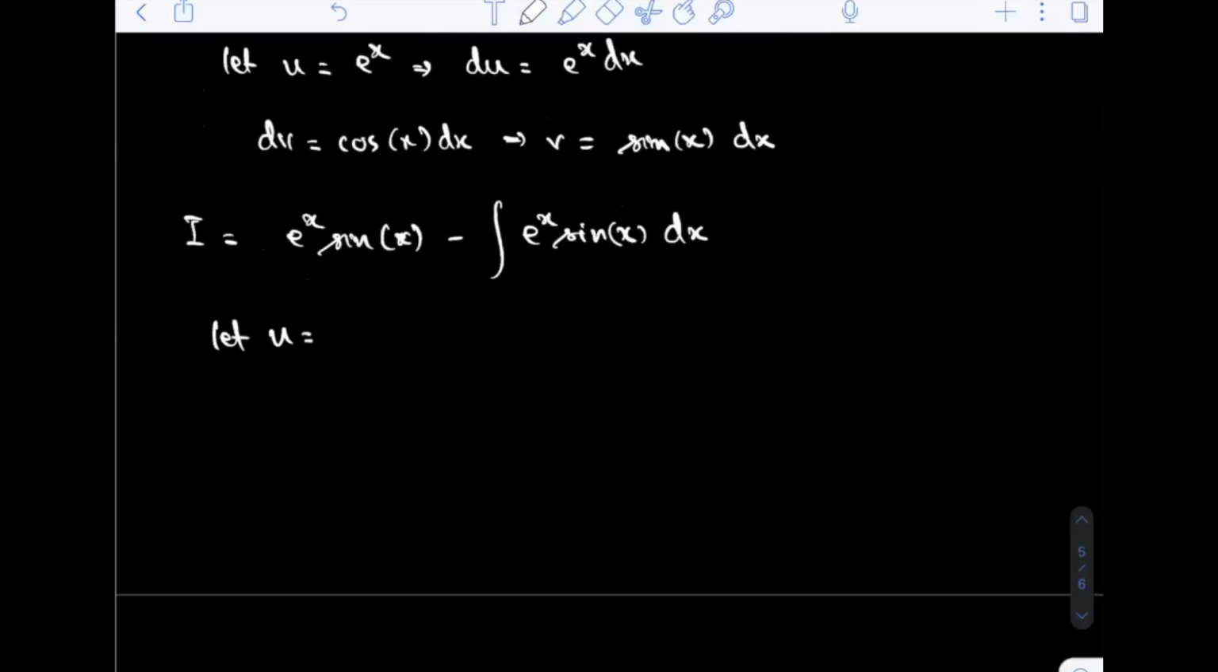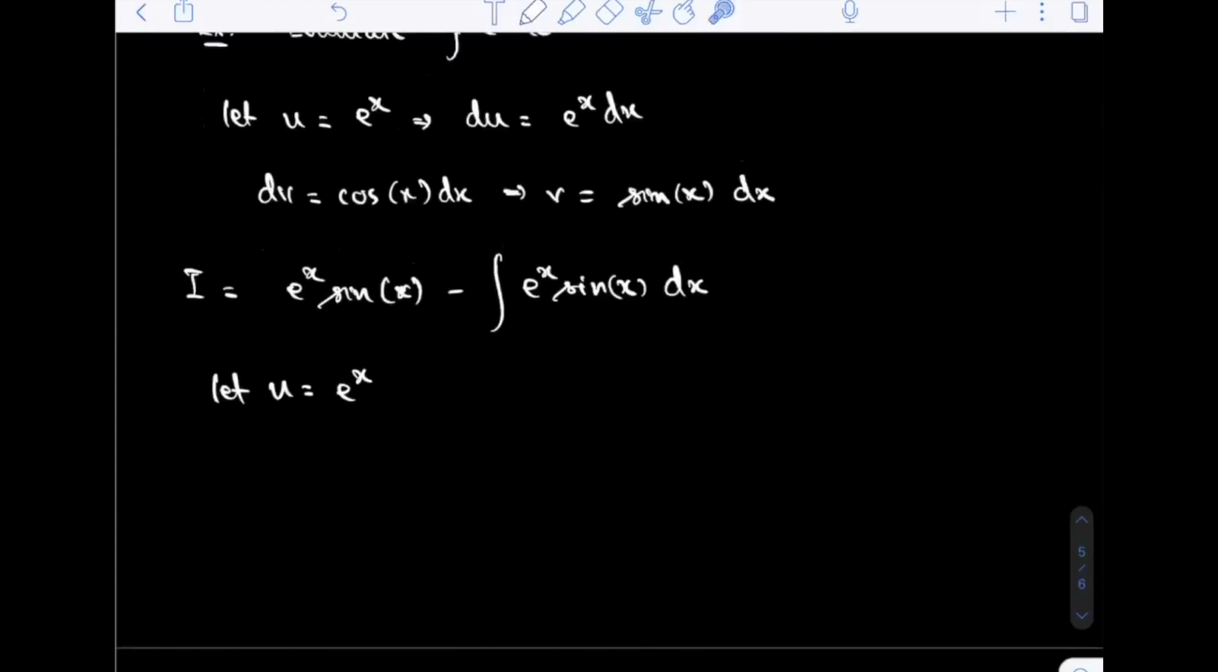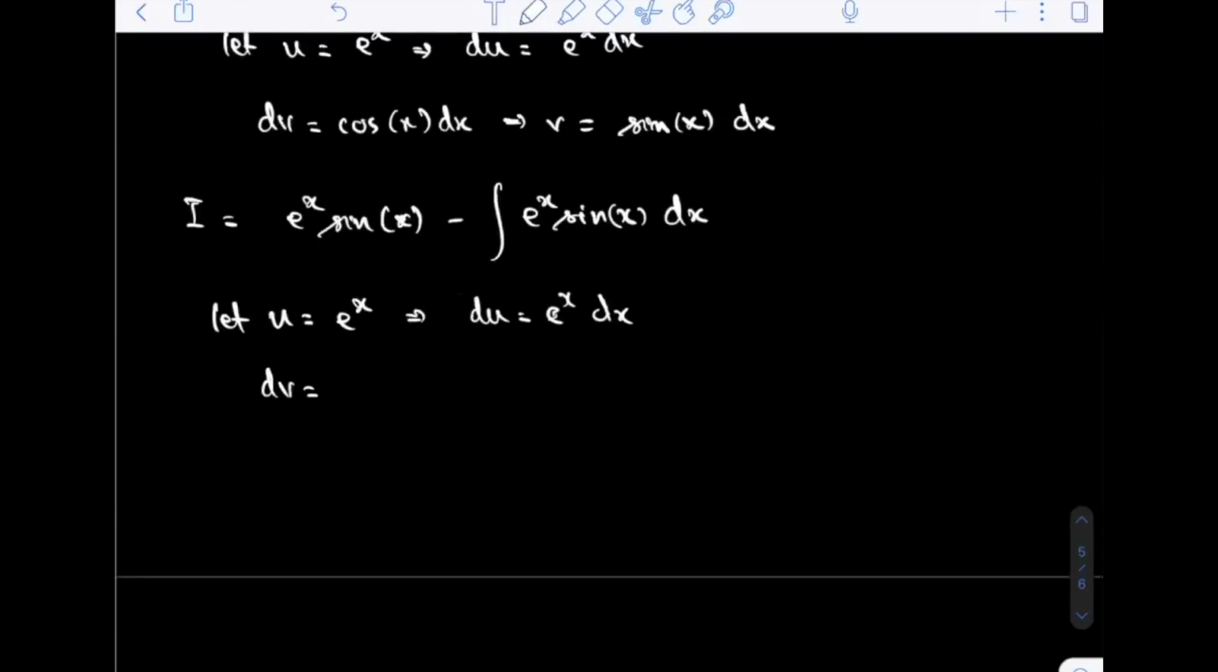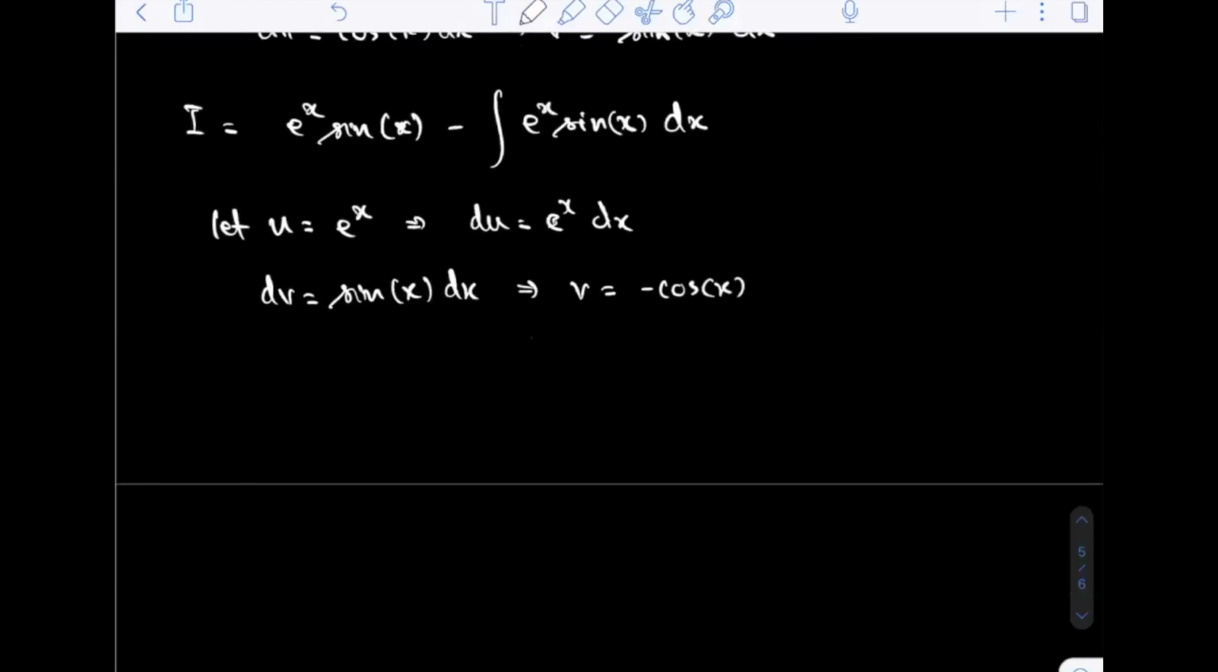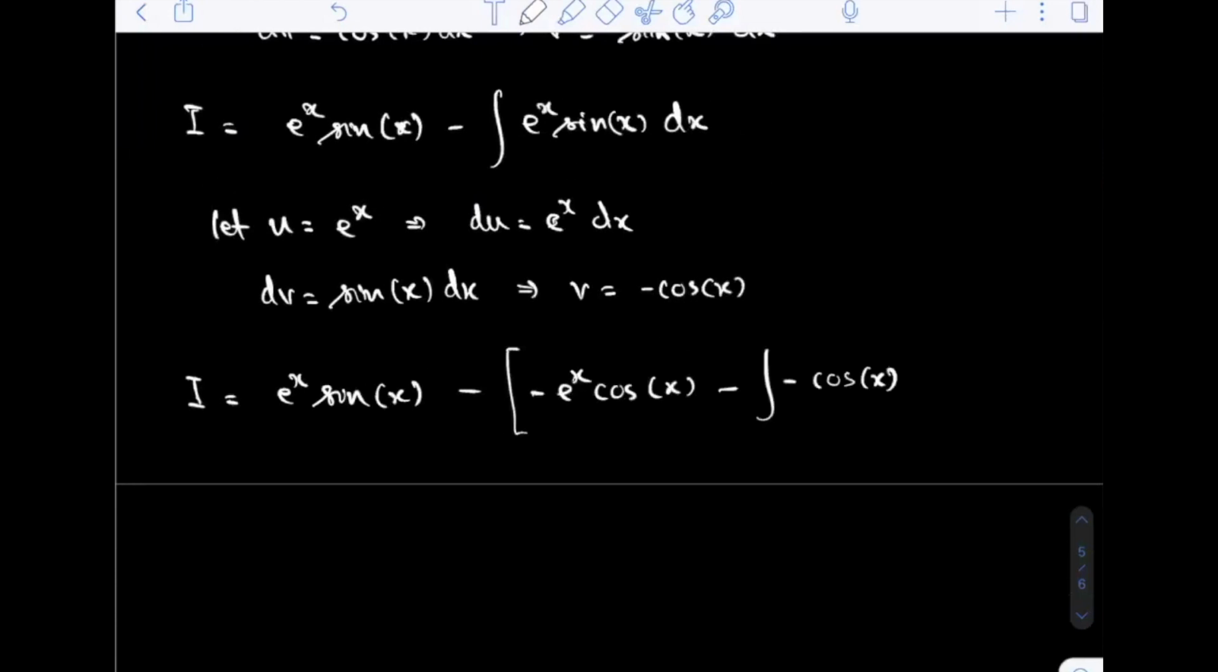So you let u equal to e to the x. You notice that at first I let u equal to e to the x, and now I still let u equal to e to the x, and dv equal to sine of x dx. The antiderivative of that is v equal to negative cosine of x. So the capital I integral becomes e to the x times sine of x minus the integral, right? So uv, which is minus e to the x times cosine of x, minus the integral of negative cosine of x times e to the x dx.